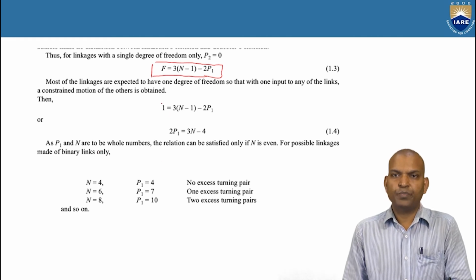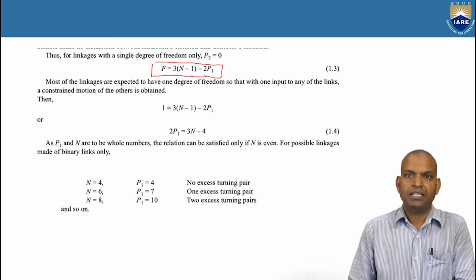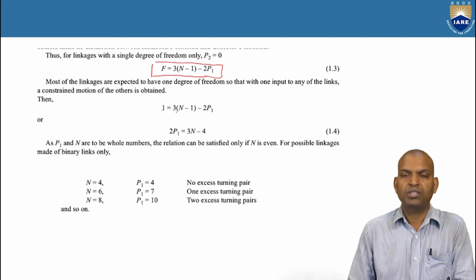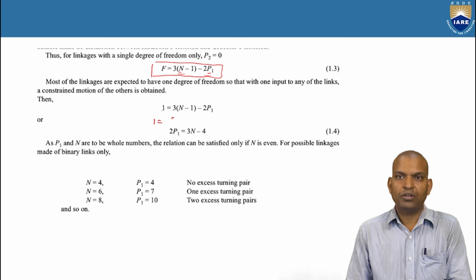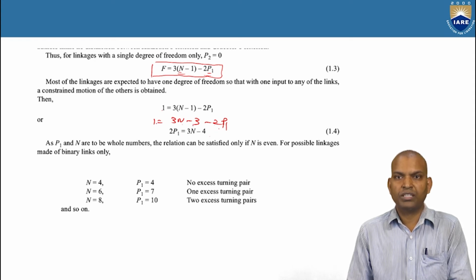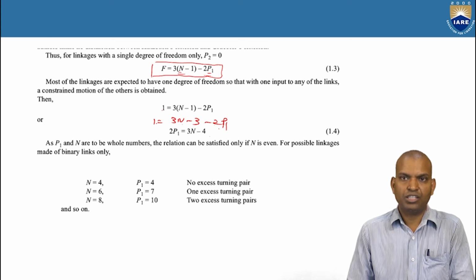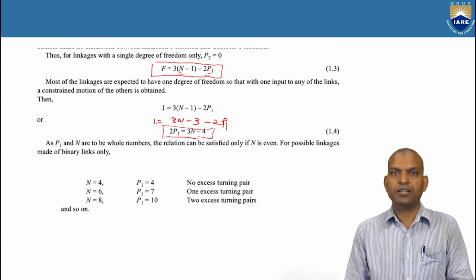So if we further simplify it, suppose this formula is meant for single degree of freedom systems, then degree of freedom equal to 1. Substitute, then we can find out the relation between number of pairs and number of links. That's 1 equal to 3n minus 3 minus 2p1. Then 2p1 goes, this 1 comes to the right side, then 3n minus 4 equal to 2p1. So 2p1 equal to 3n minus 4.